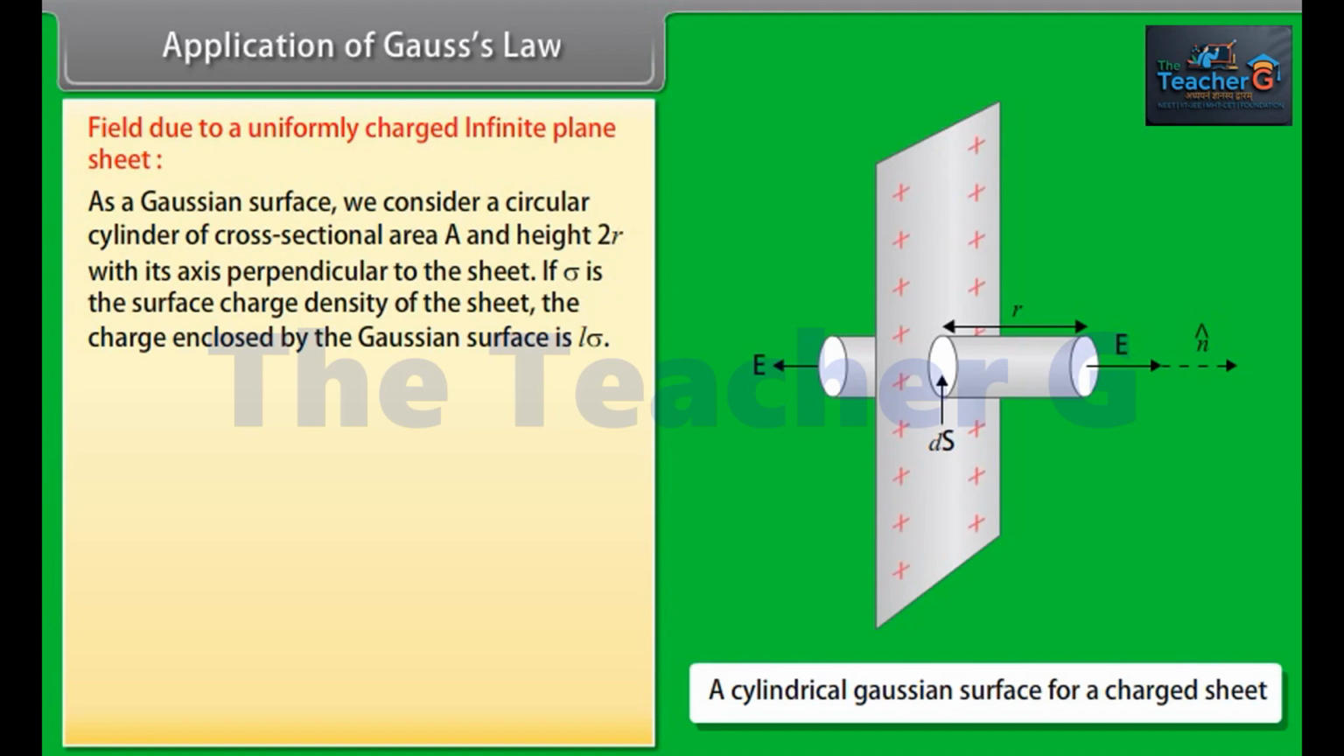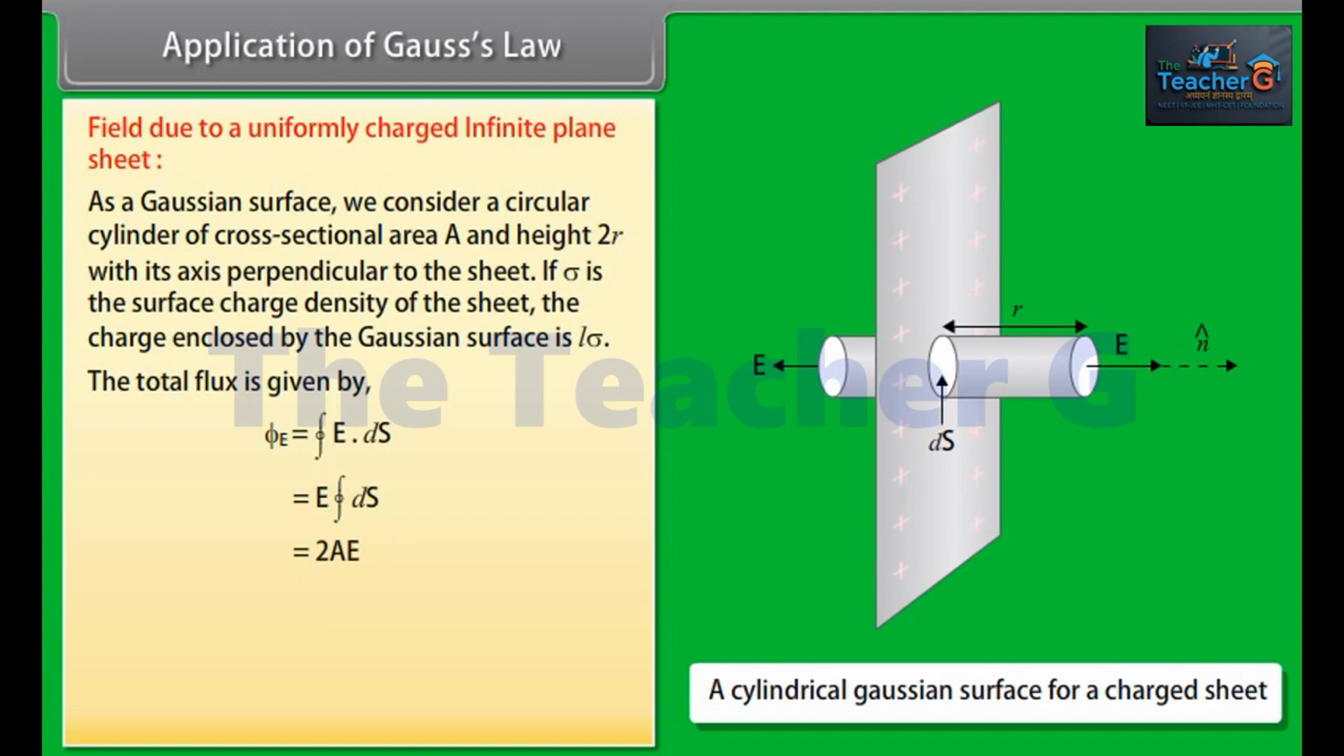We know that phi E is equal to the integration over a closed surface of E dot ds, which is equal to the product of 2A and E. According to Gauss's theorem, the electric field at any point at a distance r from the sheet is equal to sigma divided by 2 epsilon naught.